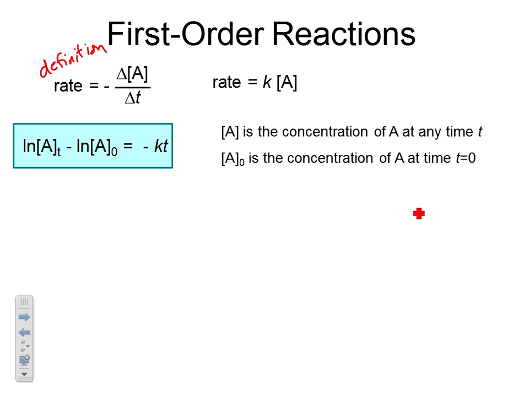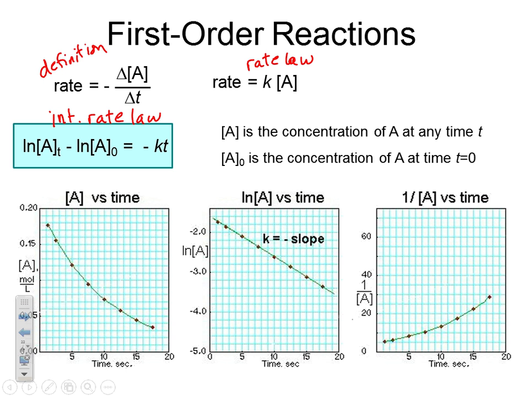We have rate is equal to k times concentration of A. This is our rate law. And now we have our integrated rate law. These are all statements that are true about first order reactions. And looking at the graphs, we have different axes. We have concentration versus time in the first one, natural log of concentration versus time, and 1 over concentration versus time.